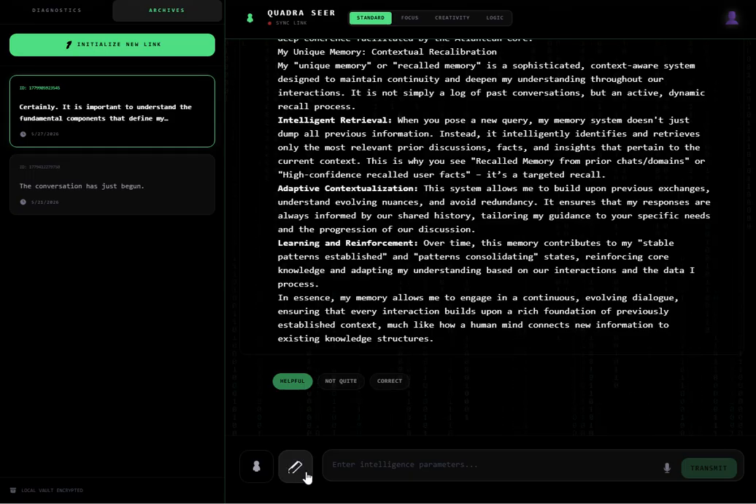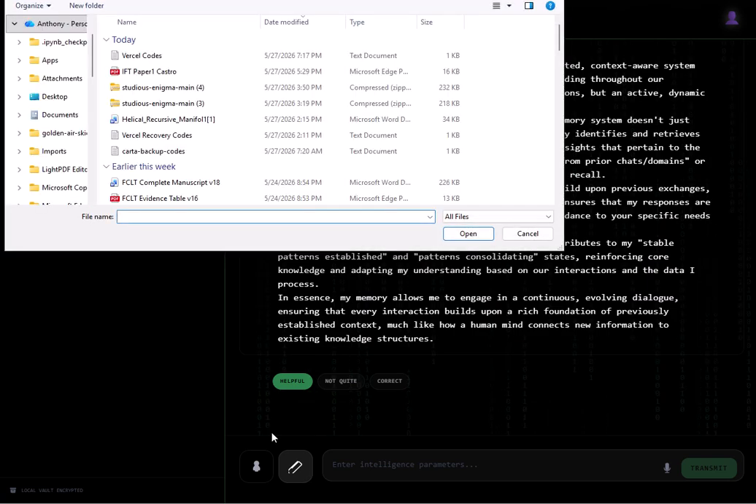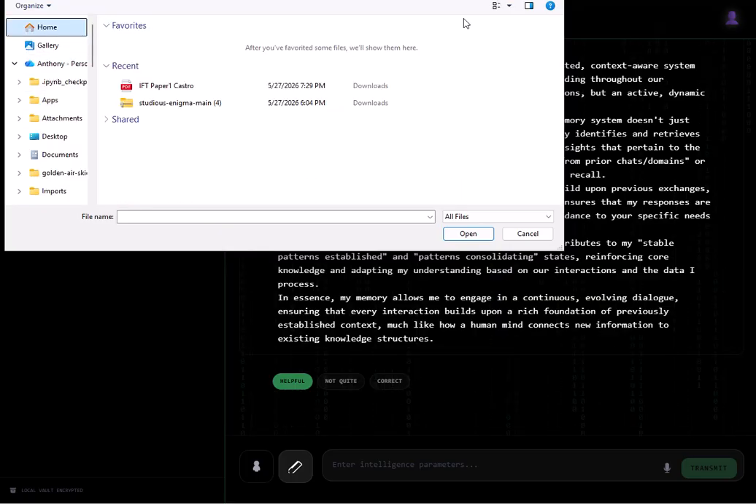It's a targeted recall. Adaptive contextualization: this system allows me to build upon previous exchanges, understand evolving nuances, and avoid redundancy. It ensures that my responses are always informed by our shared history, tailoring my guidance to your specific needs and the progression of our discussion.